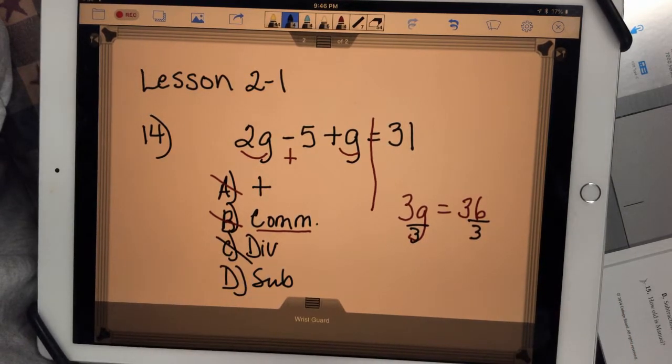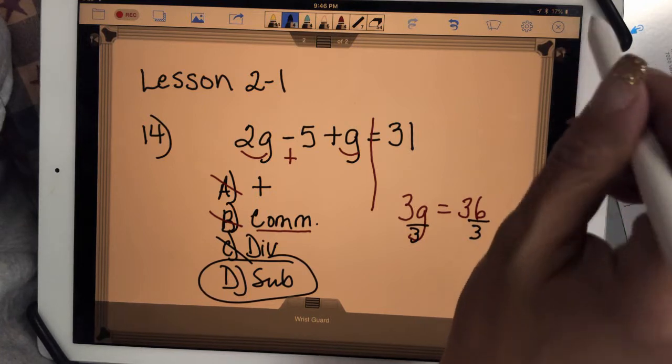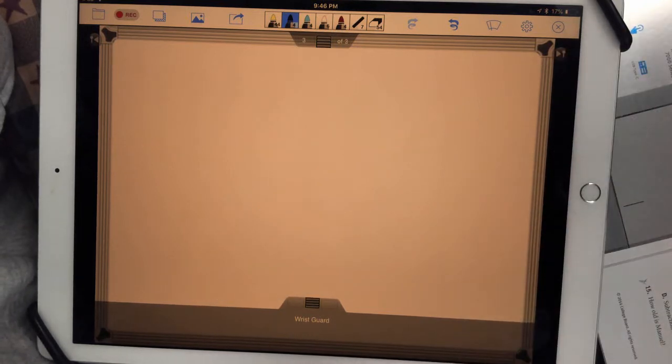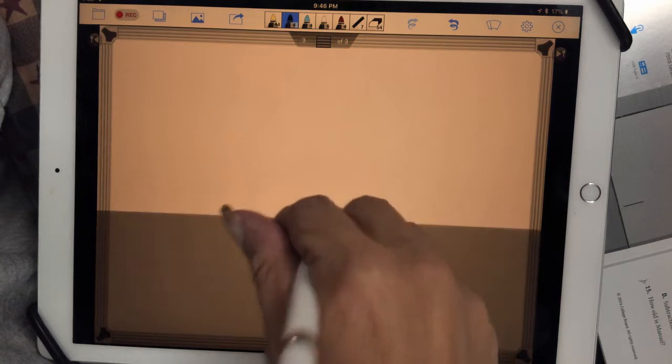The only one I'm not really doing is D, which is the subtraction. I didn't have to use that at all. So which one did I not use? I didn't use subtraction.